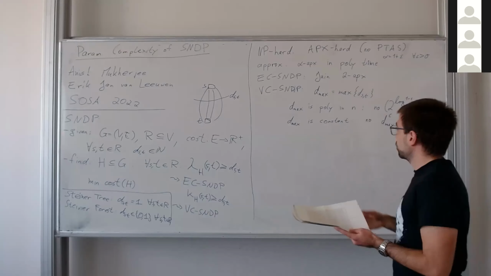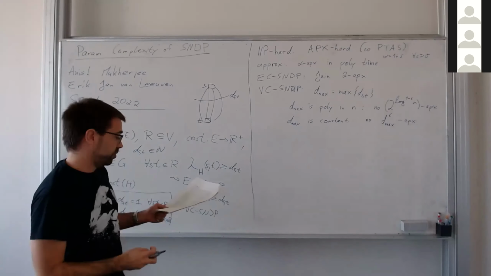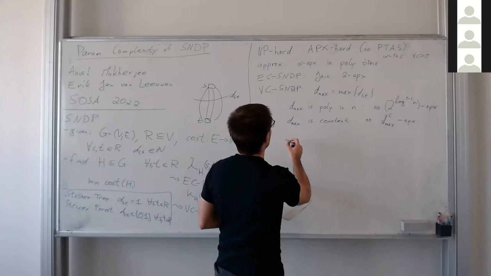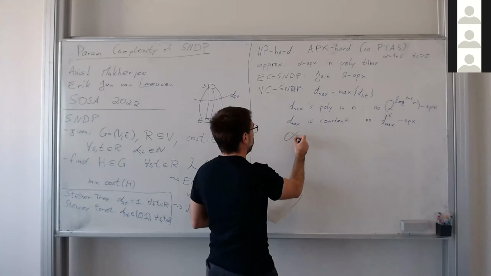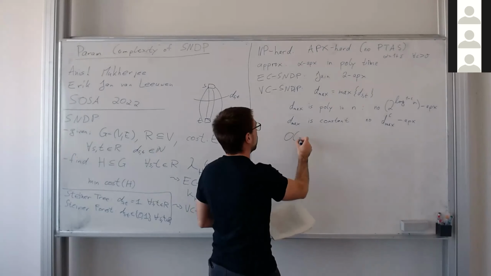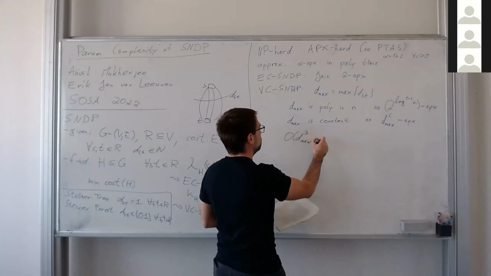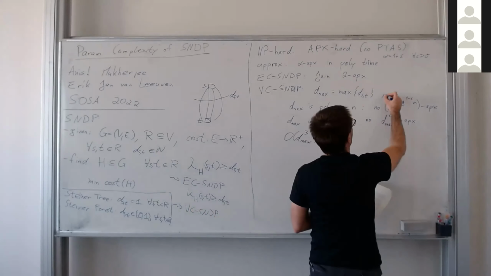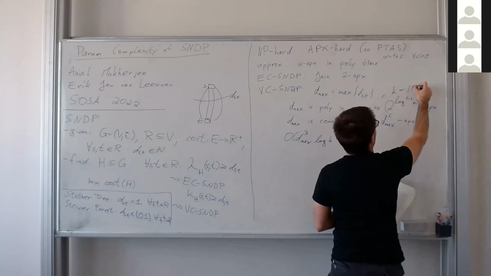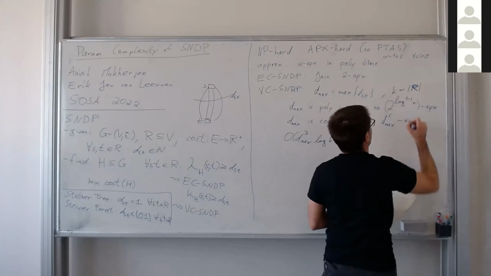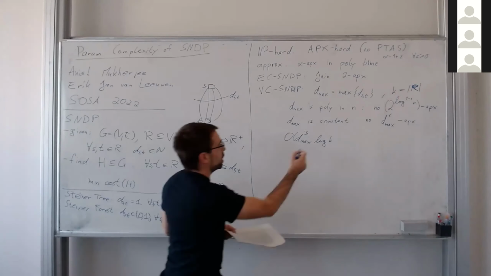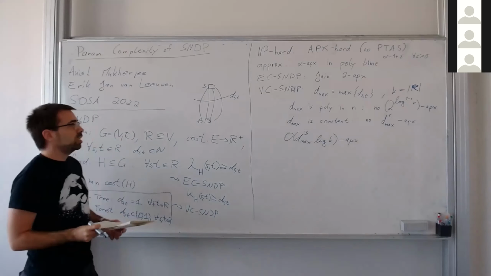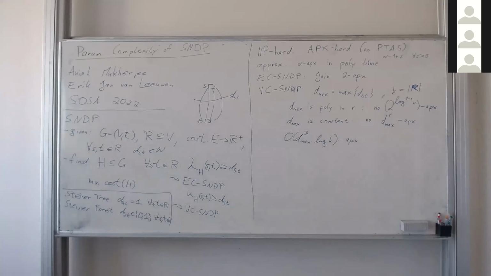That's in terms of hardness, but in terms of algorithms, there is an O of Dmax cubed times log k approximation. What is k? k is the number of terminals here, which is a very typical parameter that one can choose. There is such an algorithm in polynomial time. This is a result by Chuzhoy and Khanna.